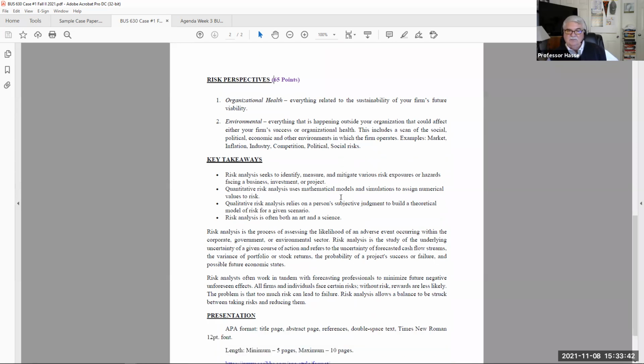Risk analysis is a process of assessing the likelihood of an adverse event occurring within the corporate, government, or environmental sector. Risk analysis is the study of underlying uncertainty of a given course of action, and refers to the uncertainty of forecasted cash flow streams, the variance of portfolio or stock returns, the probability of success or failure with certain projects or investments, and the possible future of economic states. In other words, a big risk right now for a lot of companies is inflation. What's another risk to companies now? In organizational health, you can't find enough people to work. Supply chain management. I want you to look at all these factors in doing a risk analysis.